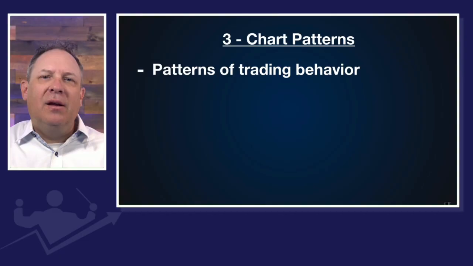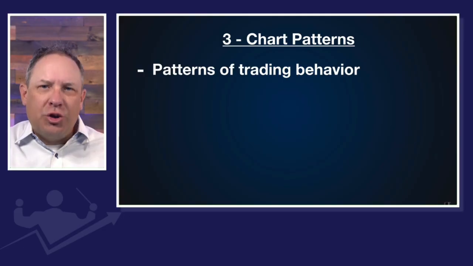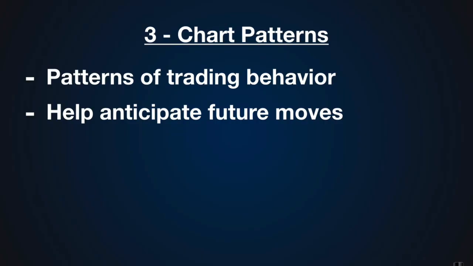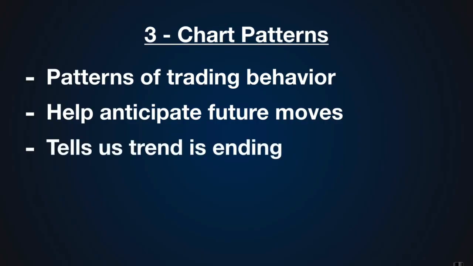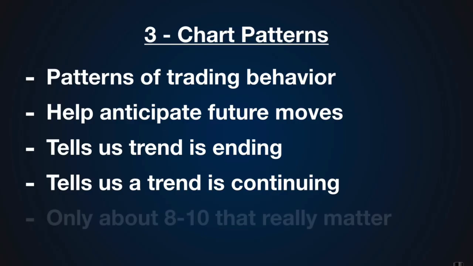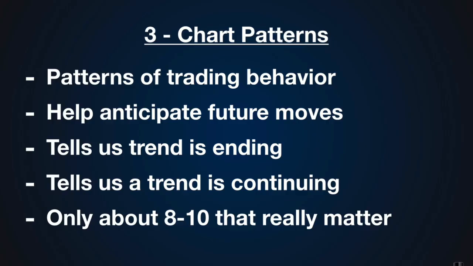And without going into all the theory and all the science of it, what you need to understand is as the herd behavior starts to build, we get little patterns of human behavior. And those patterns are tradable. They show us what the herd is doing, and it allows us to anticipate future movements by telling us when the trend is ending, by telling us when a trend is continuing, or by telling us that things are going sideways. Now, there's only about 8 to 10 patterns that really matter.